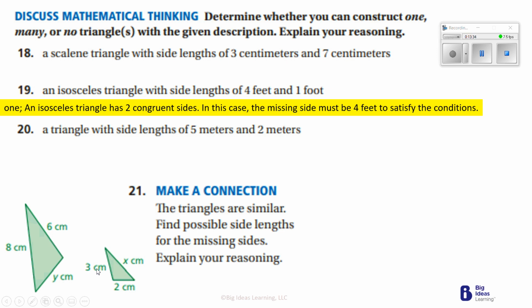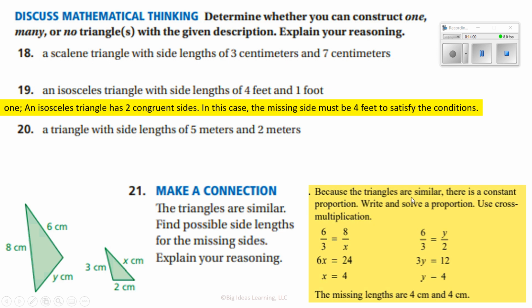I can tell you from 3 to 6, this is a multiple of 2, because 3 times 2 is 6. So if I have 2 over here, that means I'm going to have to multiply it by 2. Y, I believe, is going to be 4. And then if this is 8, since I'm multiplying everything over here by 2, I can divide this by 2. X should be 4. So because the triangles are similar, there is a constant proportion, right?